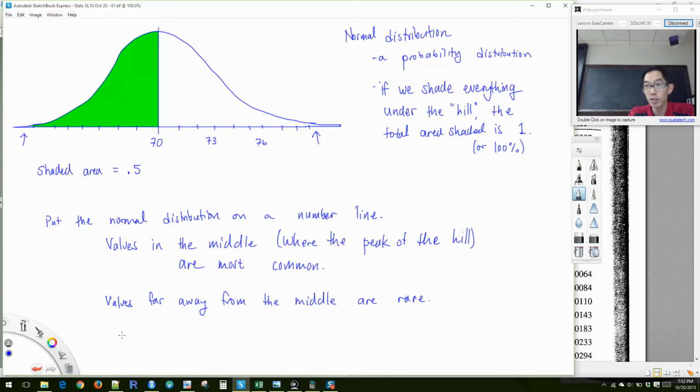So I'm going to just flip to the next slide. Did everyone get this down? You don't have to worry about all the tick marks on this graph here.